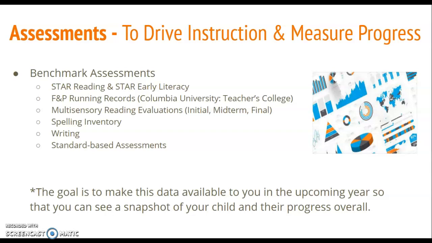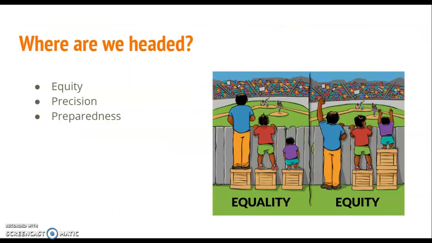We also use multisensory reading evaluations. We monitor those cumulative reviews 3 times a year to see how students are processing and holding on to the skills and standards that they're working with. A spelling inventory gives feedback. We use writing rubrics that are standards-based and respond to the different genres I spoke to you about earlier. The goal is to make all of this available to you this upcoming year so that you can see a full picture of your child as a literacy learner. And so we're excited about that, and more information will come out in the near upcoming months.